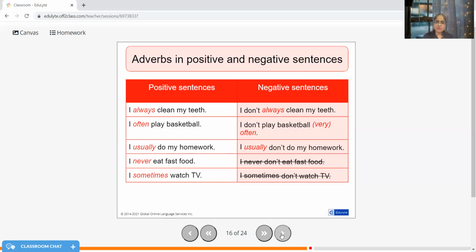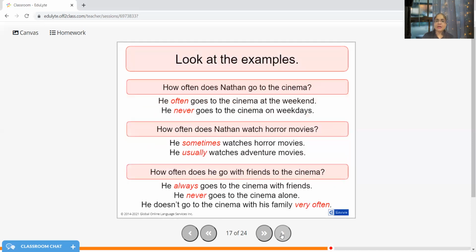I sometimes don't watch TV. I sometimes watch TV. So some of the sentences cannot be just literally translated. Most of the people make that mistake. Make sure that you're applying the correct rule before you make a sentence. So look at these examples now.